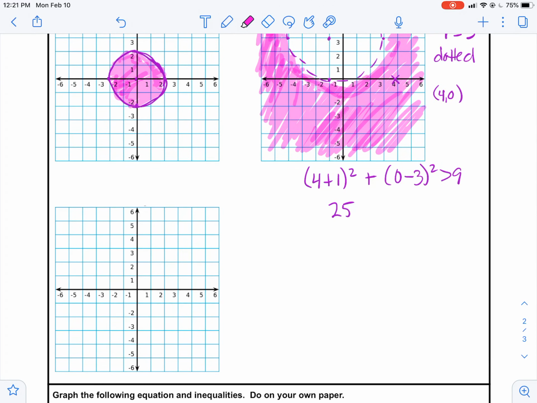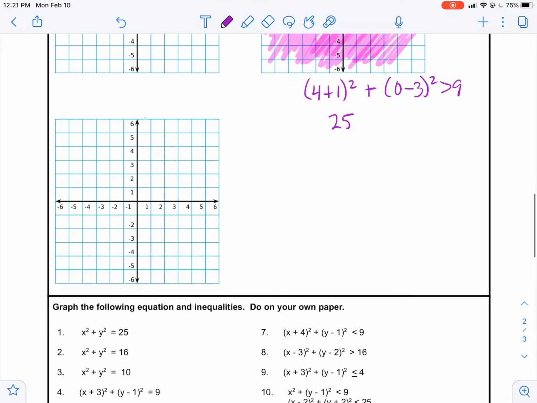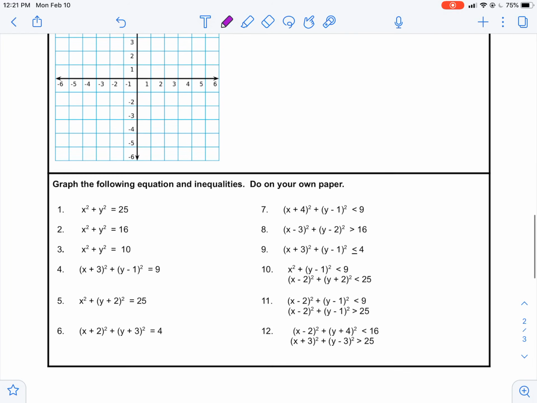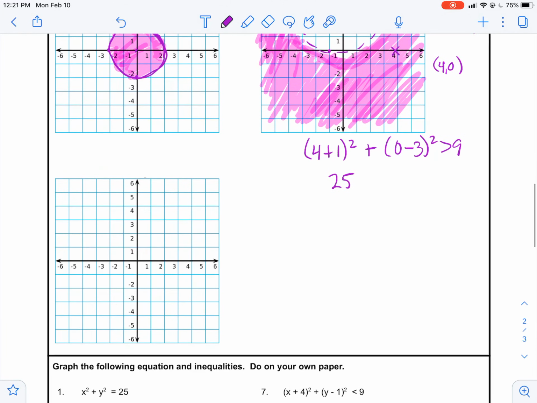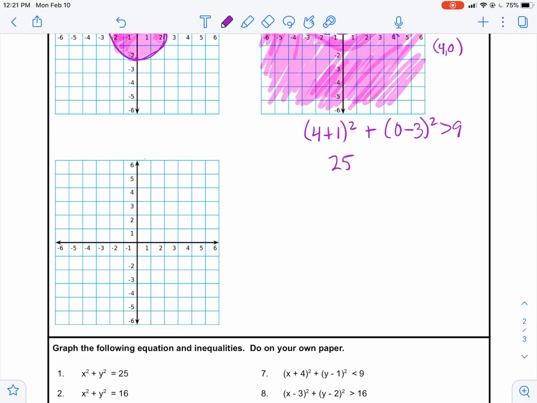Okay. Now I'm going to do one more just real quick for you. Actually, that is the last one that I'm going to do for you. Oh, no, I guess I was going to do one more. I'm going to do a system for you real quick. And so we're going to graph 2 of them on the same graph.